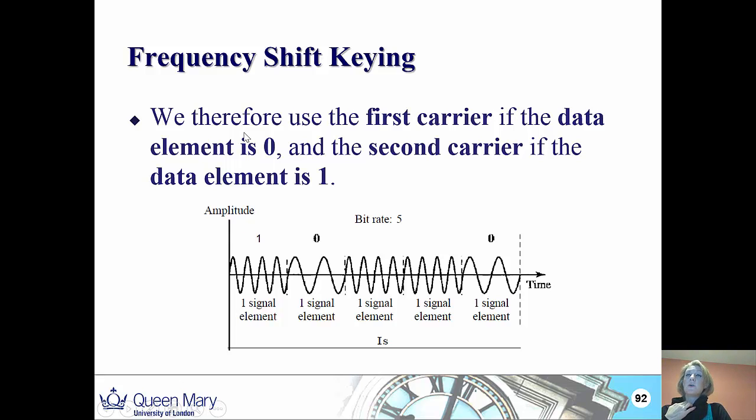Okay, so this is also thought of as carrying the information using two different carrier waves. So we use the first carrier if the data element is 0, and we use the second carrier if the data element is a 1. Whenever we are changing from a 1 to a 0 being transmitted, you can see that change in the frequency of the carrier wave. So that's the way in which the information is being communicated.